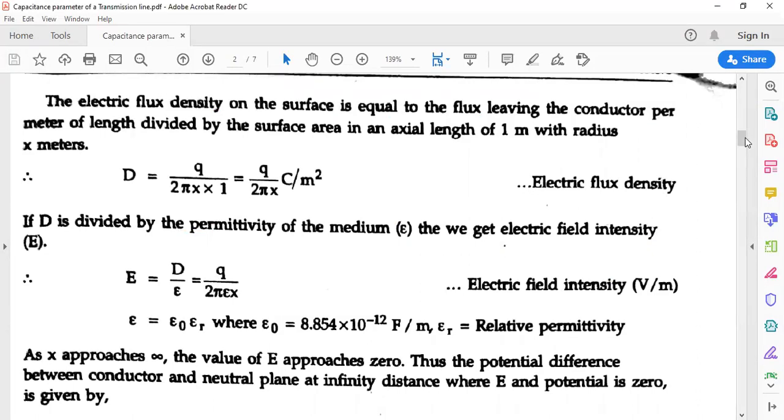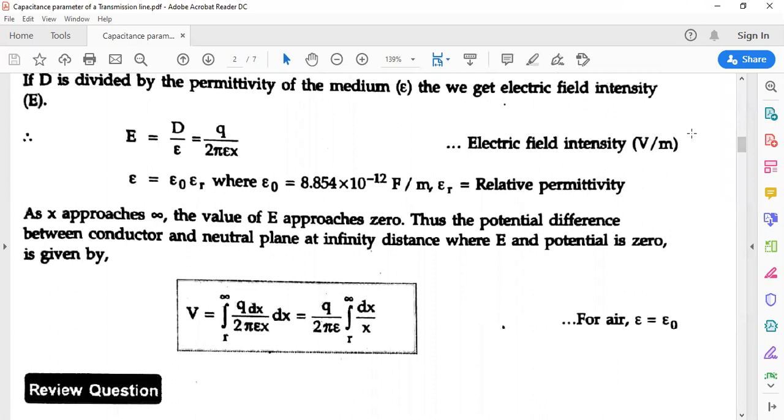So next, what you can generally understand is what happens when x approaches infinity. The value of E also approaches zero. So simple maths that is present. The potential difference between the conductor and the neutral plane at infinity distance, where E and the potential are 0, is given by this equation.